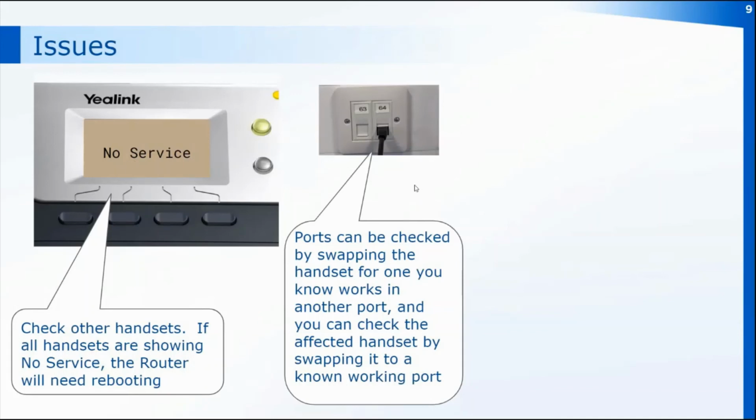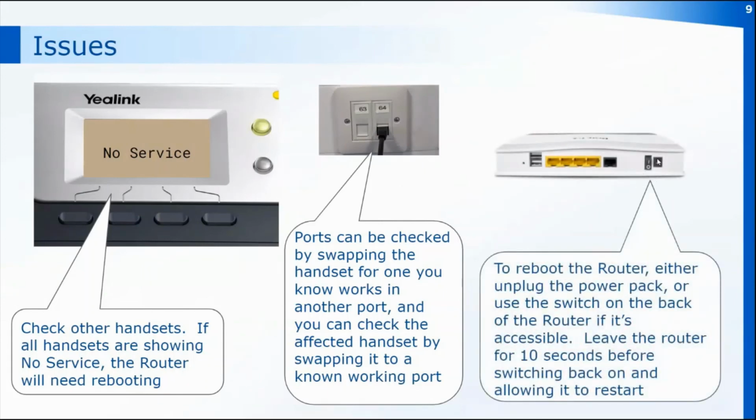If you do need to reboot the router within the comms cabinet, then on the back of the router there is a switch. If that's accessible, you can just switch it off using that switch there. If you can't access the switch because it's too tight in the cabinet, you can just unplug the power pack to the back of the router. Make sure you leave the router off for at least 10 seconds before switching it back on and allowing the system to reboot. If that doesn't resolve the issue, then please contact the support team, either by giving them a call or by raising a ticket through the support portal.